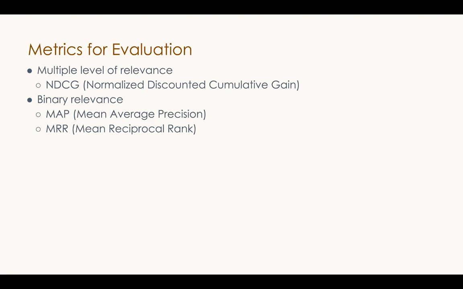That's one of the metrics people use to evaluate the result. Then sometimes you get binary relevance, basically a document is relevant or irrelevant, right? In that case, there are at least 2 metrics. One is the mean average precision, and the other is the mean reciprocal rank. So let's take a look at what they are.